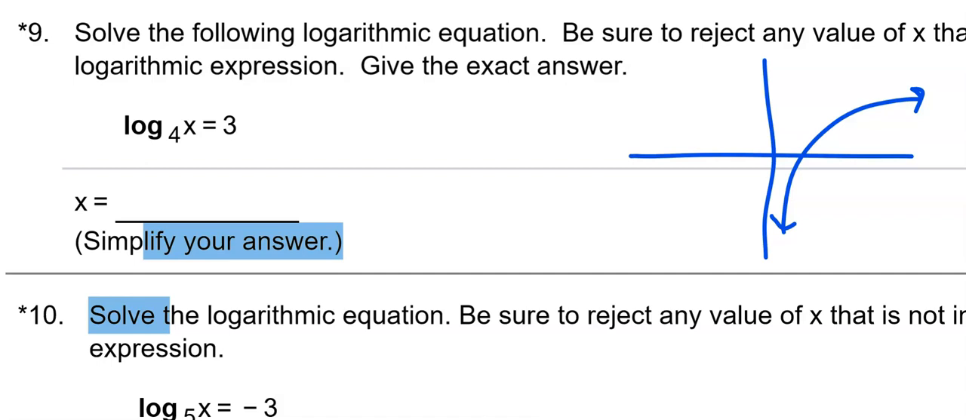So the domain of that function is greater than 0. It can't be equal to 0 because it can't touch the vertical asymptote. So if we ended up getting a negative number, we would have to get rid of that answer. Okay? I don't think we will have that problem here at all.